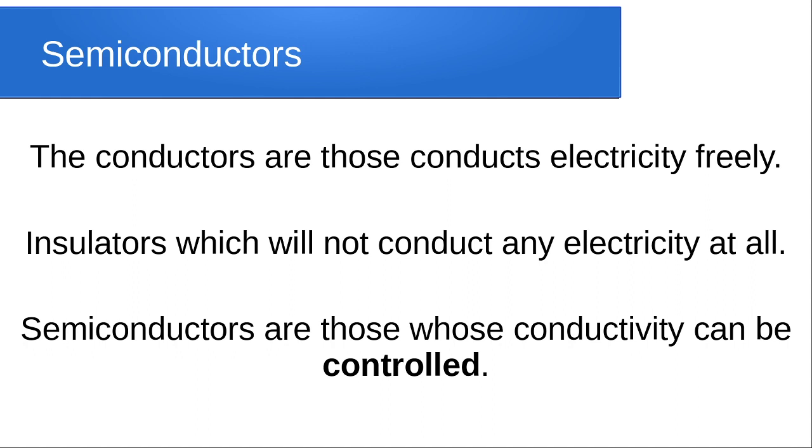Before we understand what a semiconductor is, let's look at the other types of elements that we have. One type of element is called conductors. Conductors are those which conduct electricity freely. There is another group of elements which will not conduct electricity at all. Those elements are called insulators. Semiconductors fall in between conductors and insulators.